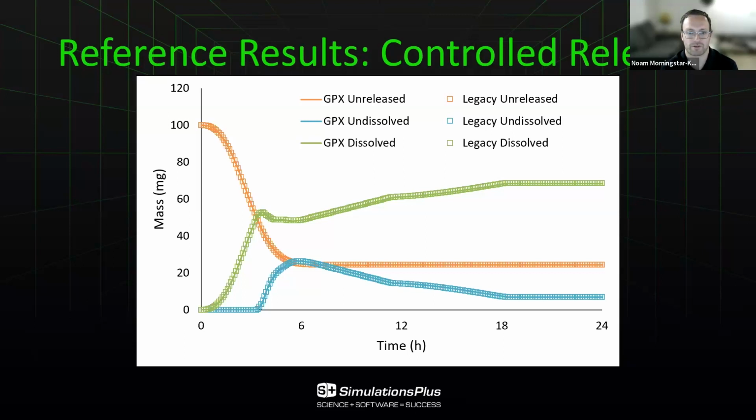So with controlled release, of course, what is of interest to us is the amount released, dissolved, undissolved in the gastrointestinal tract. And that's what we're looking at here from one of the simulations, those 3 series in GPX versus the legacy GastroPlus. And once again, we can see that they match.